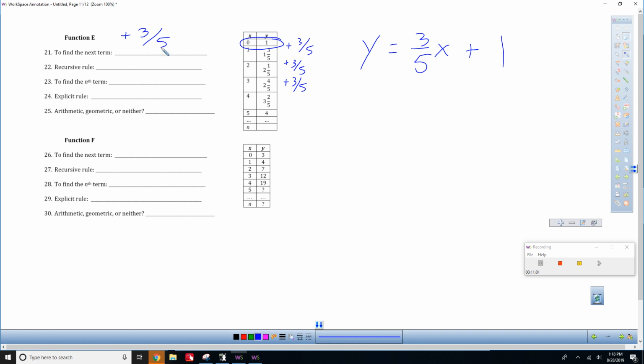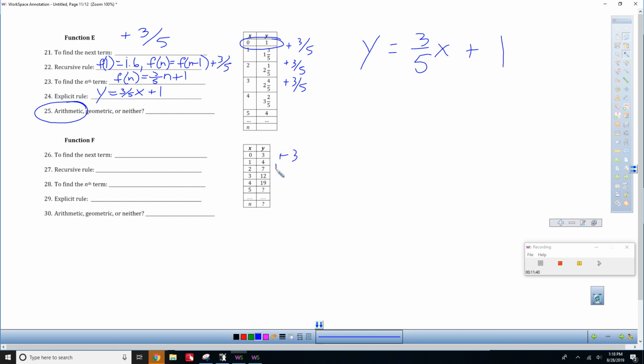The recursive rule, f of 1 is 1.6. That's what 3/5 is. To find f of n, we take the previous number and we add 3/5. Find the nth term. F of n is 3/5 times n plus 1. Y equals 3/5 x plus 1. Arithmetic.